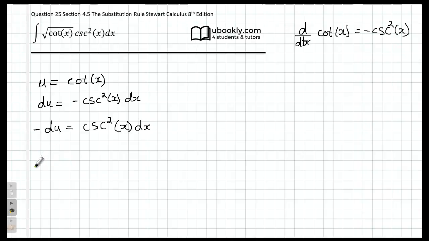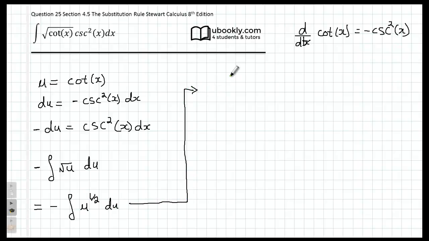And I'll make my substitution now. I'll leave the negative outside. I'll have the square root of u, and this negative du takes care of the cosecant squared x dx. Alright, and before I integrate, I'm going to rewrite this as u to the power of a half du, and that would equal negative u to the power of 3 over 2 divided by 3 over 2 plus c.